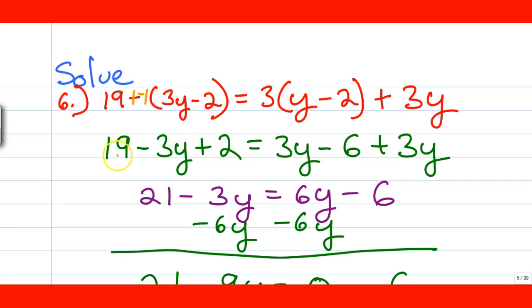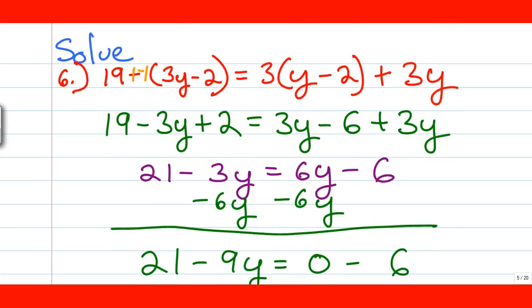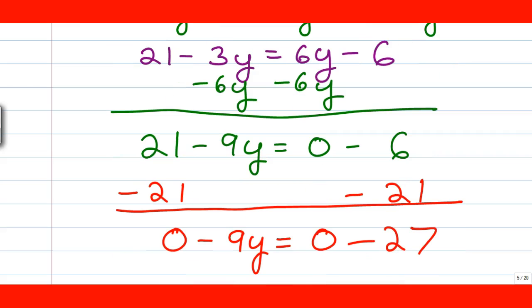On the left side, I have a 19 and a 2 that are alike, so I'll combine those to get a 21, and then just carry down the minus 3y. On the other side, I have a 3y and a 3y. 2 positive 3y's make a 6y, and then carry down the minus 6. Now I'm ready to start moving things across the equal sign. So here I've got my 6y, so I'm going to subtract my 6y. Subtract my 6y, I end up with a minus 9y.